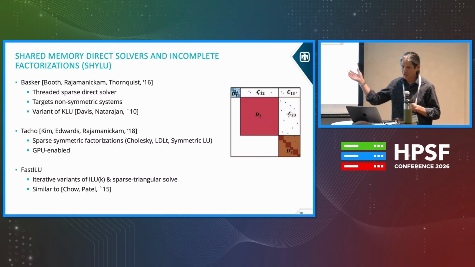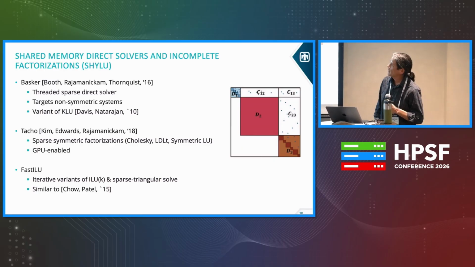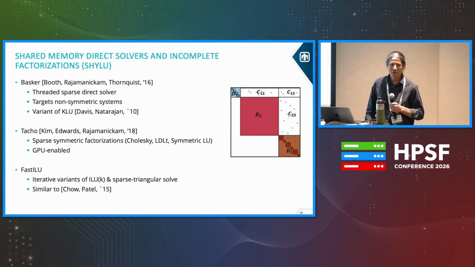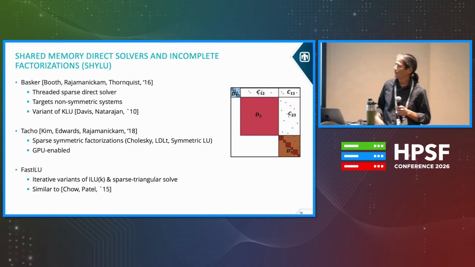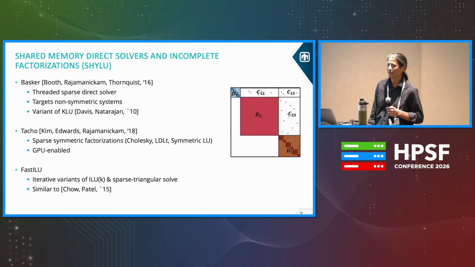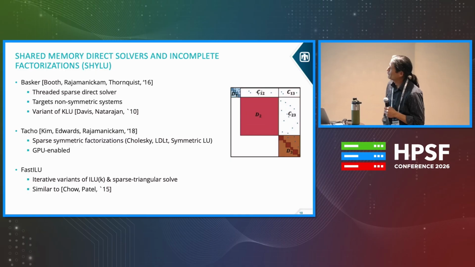It is a variant of an algorithm called KLU that was developed by Tim Davis and his colleagues back in 2010. And I think, somebody asked in a previous presentation, what's the K? I think it stands for Kent, like Clark Kent, because it's an alternative to SuperLU. So that's a little fun fact.